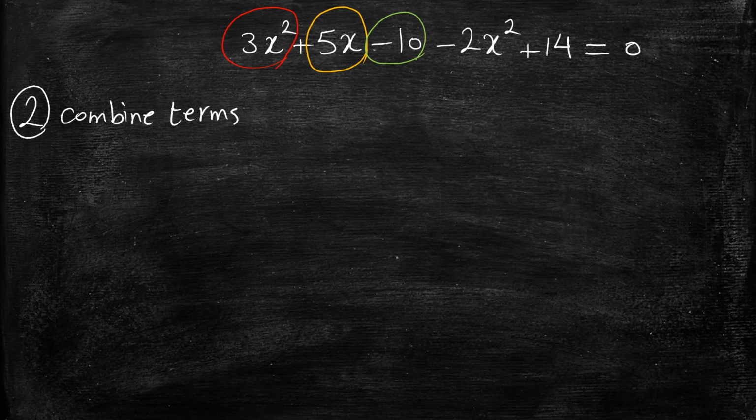So what else is of the same nature as 3x squared in this equation? There is minus 2x squared, right? So the power of the unknown has to be the same so that they are considered of the same nature, so that you can combine them. So what else is of the same nature? We have a number negative 10 and positive 14. That's also a lone number, no unknowns. So these two are of the same nature and these two are of the same nature as well.